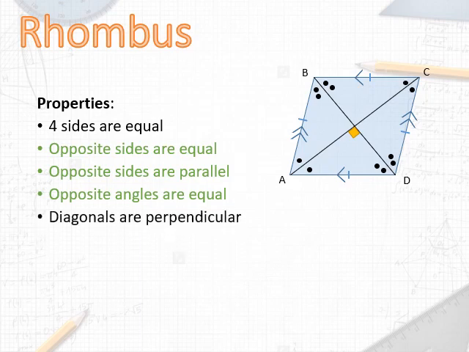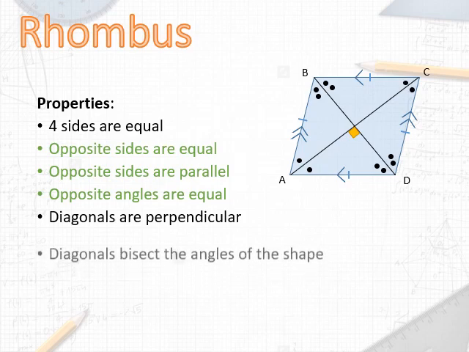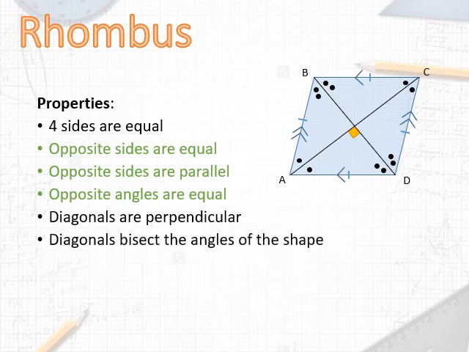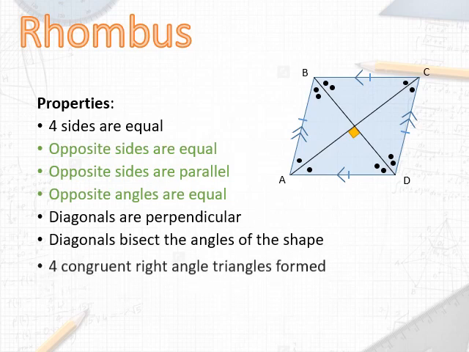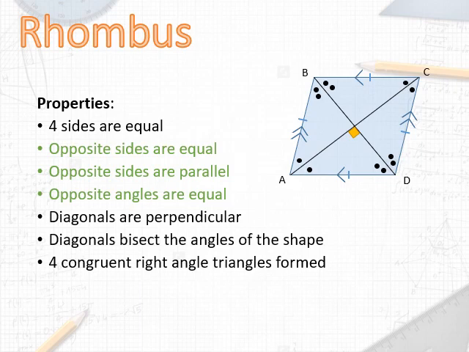Diagonals are perpendicular. That's a new one for us. We haven't seen that one yet. The diagonals bisect the angles of the shape. We did not see that one yet either. And then it forms 4 congruent right angle triangles. So you can see where the little right angle is given at the center of the shape. Those are your 4 little right angle triangles. And then you would also have 4 other isosceles triangles given to you as well.